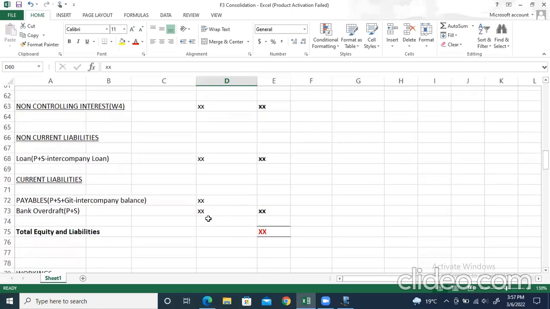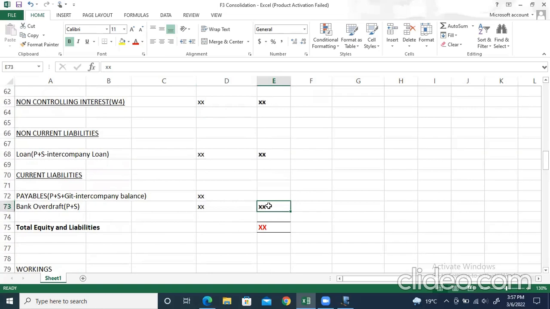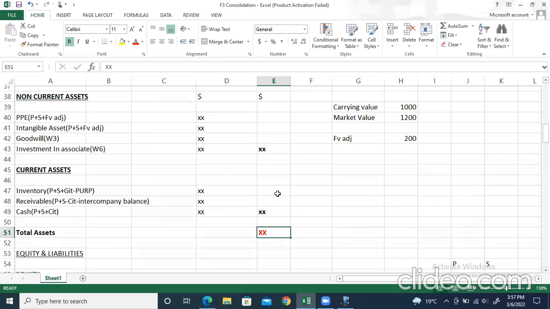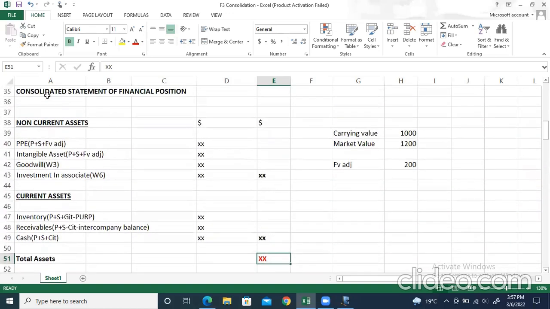Okay, so once we get the current liabilities, we add them all up, and this is total liabilities and equity. Now you can see this is also coded in red, and the total assets was also in red. So these two should be equal to each other. Right? So this was the full explanation for the consolidated statement of financial position.